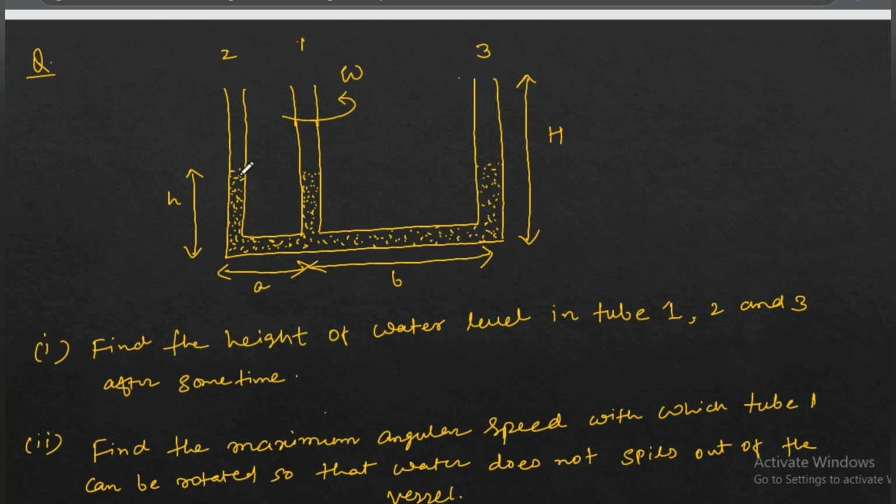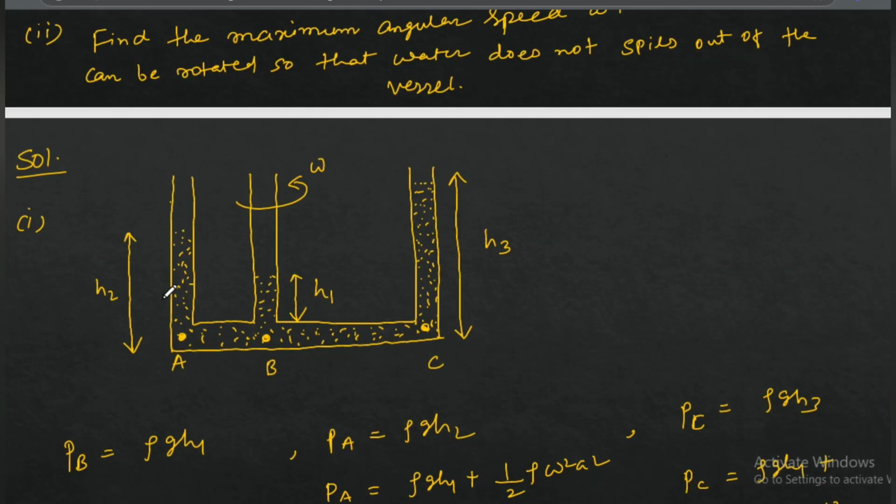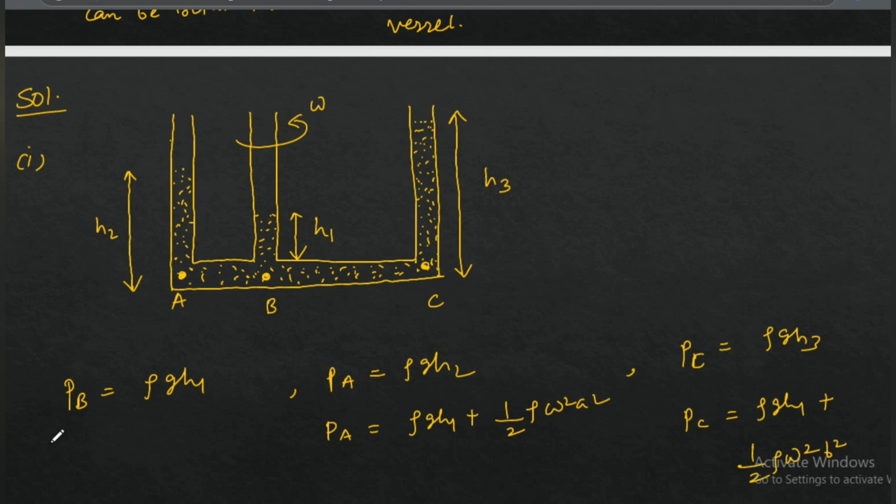The water level in tube 2 will go up, and in tube 3, the water level will also go up. But in tube 1, the water level will come down. So the diagram will be like this. Let's say the water level is H1 in tube 1, H2 in tube 2, and H3 in tube 3. So consider points A, B, and C here. Now we can write the pressure at point B. If you come along the vertical direction, there is gravity, right? So there is a g downwards.